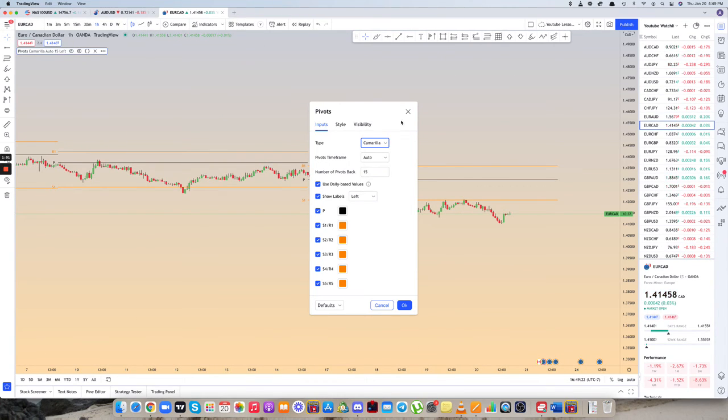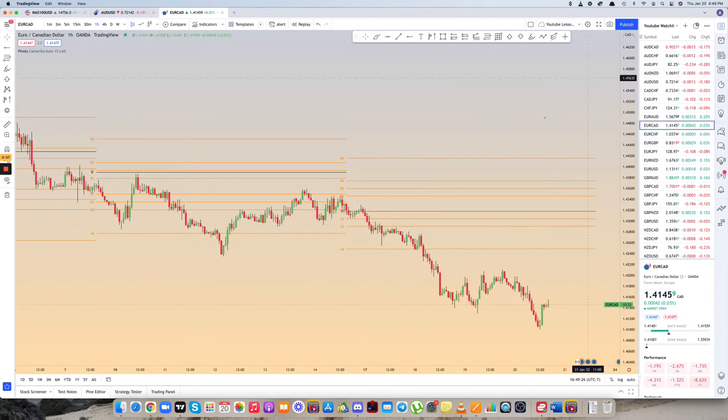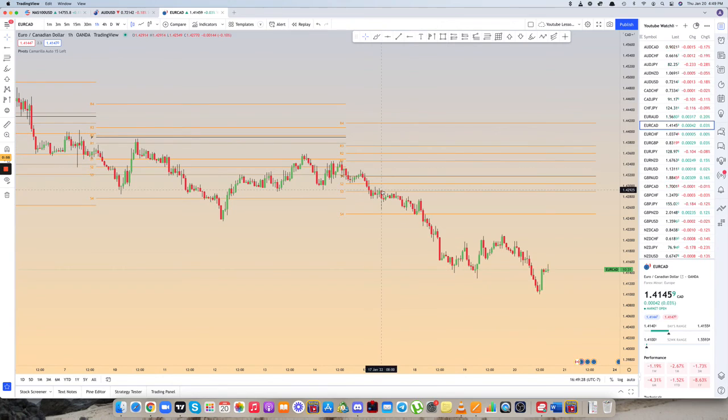And finally, we have Camarilla. Camarilla is much tighter as far as support and resistance levels go. And for short-term swing trades or scalps, this is pretty much preferred. But it's up to you however you want to utilize the pivot points themselves.